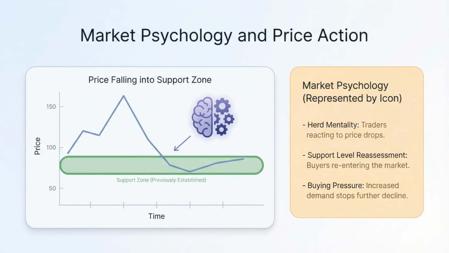Understanding the psychology behind these zones is what gives them their power. When price drops back into a known support zone, market participants remember the previous bounce. They know buyers were active here before, which creates a self-fulfilling prophecy of demand. Because everyone anticipates a reversal, traders start buying. This collective buying pressure is exactly what halts the downward momentum and forces the price to move upward. It is purely driven by human psychology and the collective memory of the market at that specific price level.